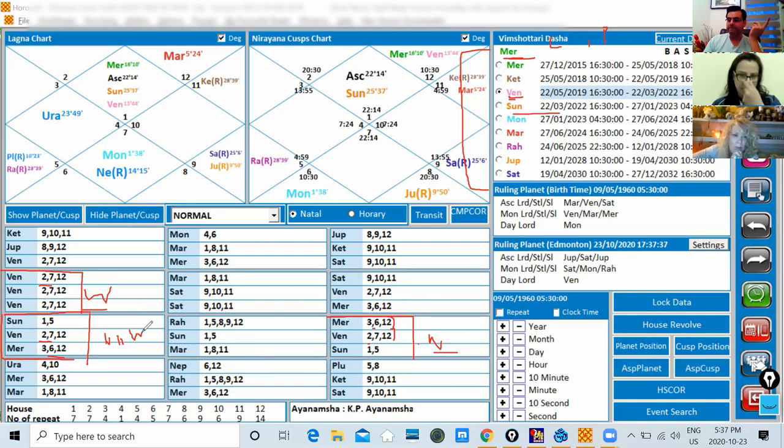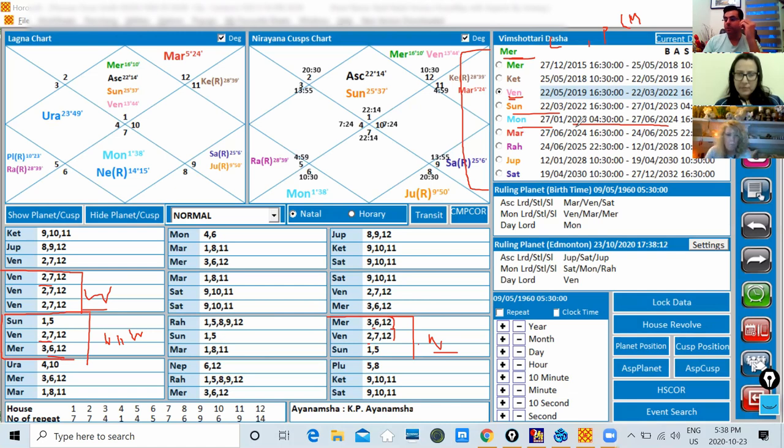Now, after Sun, Moon will come from 27th of January 2023. We are not going microscopic. We are just working with the two powers right now. Because if the central government and the state government are not giving you the money, then the municipal government has very little power. So let's play with the two powers right now. This is how you make the predictions.